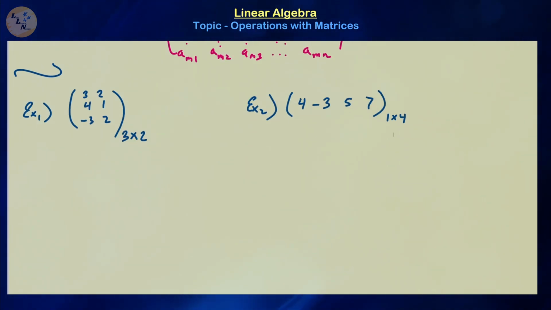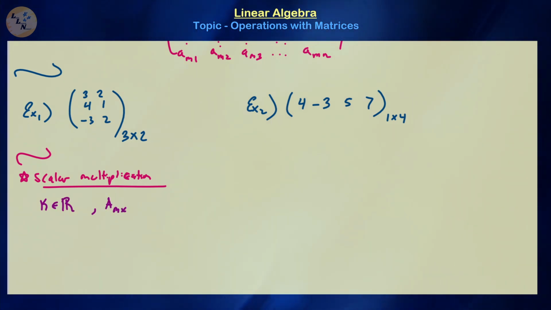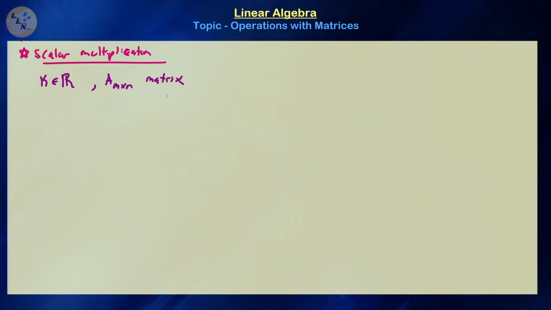Now that we have some basic understanding of how to represent a matrix, let's talk about some operations between them. The first, similar to vectors, is scalar multiplication. We're going to take some scalar, let's call it k, in the set of real numbers, and assume we have some matrix A that has m rows and n columns, so A lives in the world of matrices that have m rows and n columns. What does scalar multiplication look like?